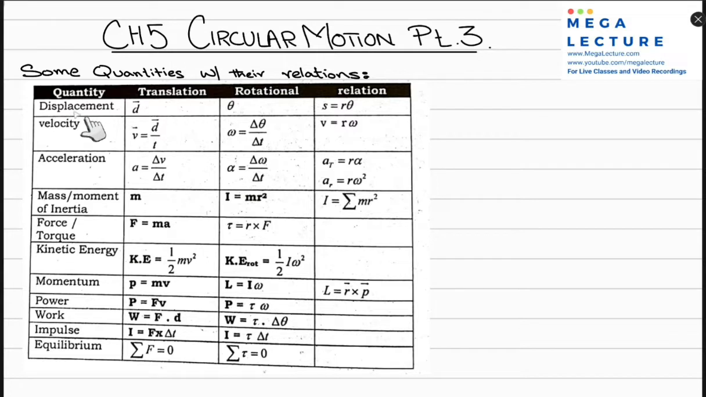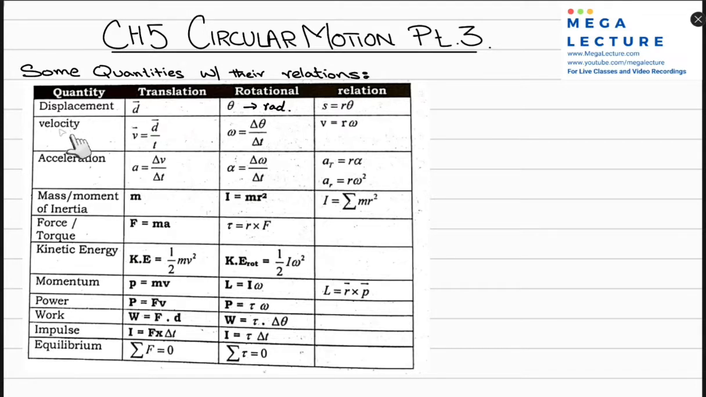So let's start with the first one, which is displacement. The translational version of it is just a vector d, which defines displacement. In rotational motion, the displacement is measured in angle theta. This could be measured in radians or degrees, but it's typically measured in radians. And so we can relate these two, d and theta, using the arc length, which is s equal to r times theta. So here s behaves as the translational d.